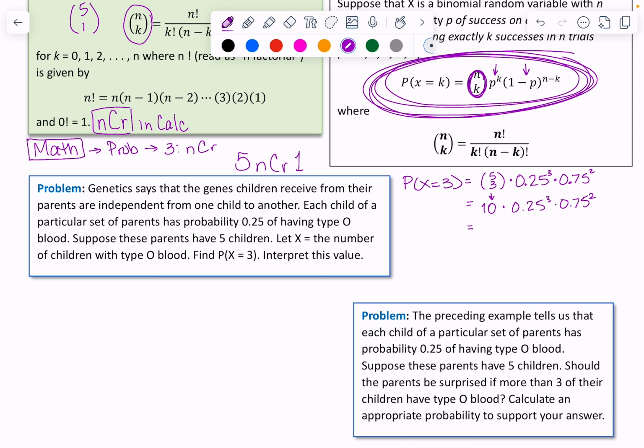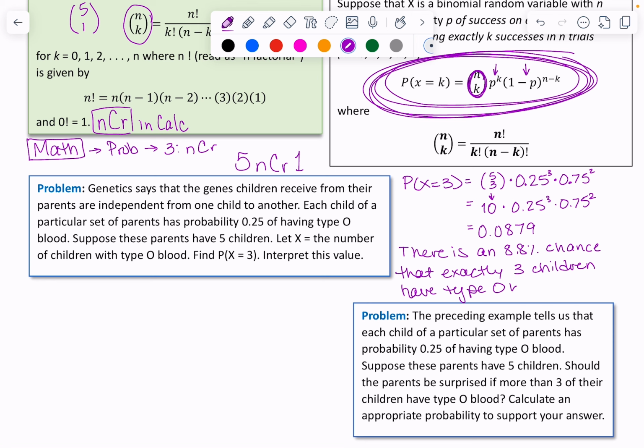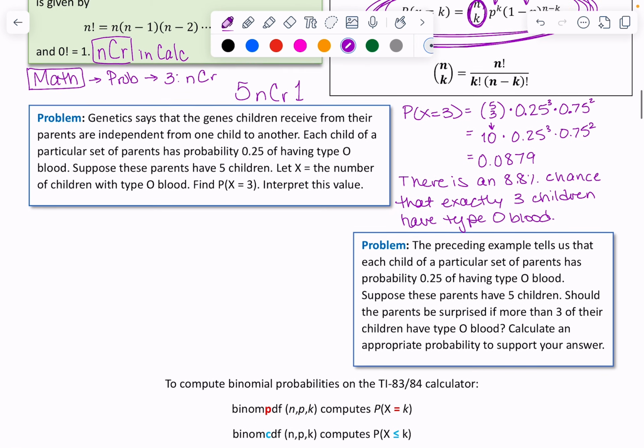Let's see, what do we get? 0.0879. All right, so what does this mean? It says interpret. So there is an 8.8% chance that exactly 3 children have type O blood.